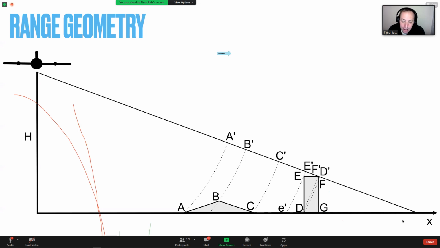Well, layover and foreshortening, it's not so easy to understand. Actually, it takes some time to look at SAR images to really understand what that means. I can show you many slides. You're going to need some practice to see it, but I hope this slide here can help you a bit more than the slide I showed before.